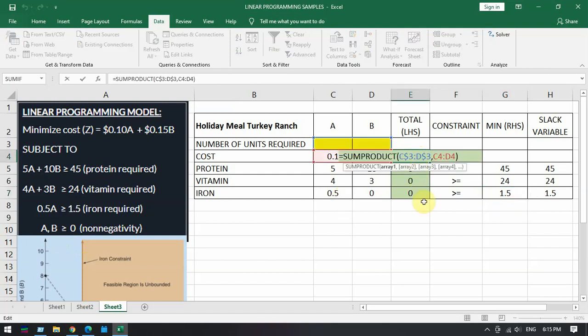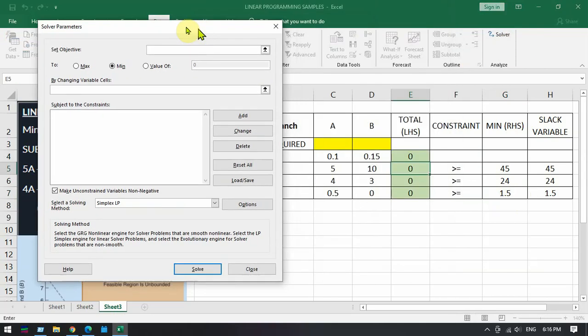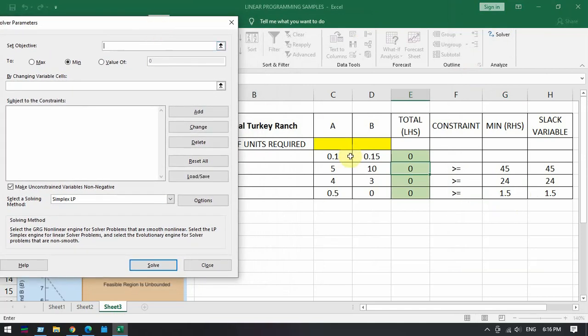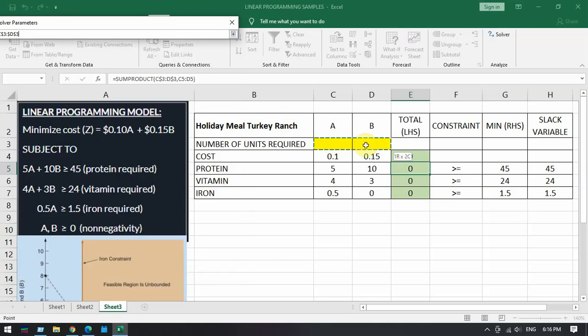Okay, so these are the solutions here, just to show you very quickly. So let's start with the solver. We are going to find the value of A and B using this data. So our objective is in this cell, for the total cost that will be computed, and our objective is to minimize cost. Okay, so I have already clicked here minimize, or min, by changing variable cells, these cells.